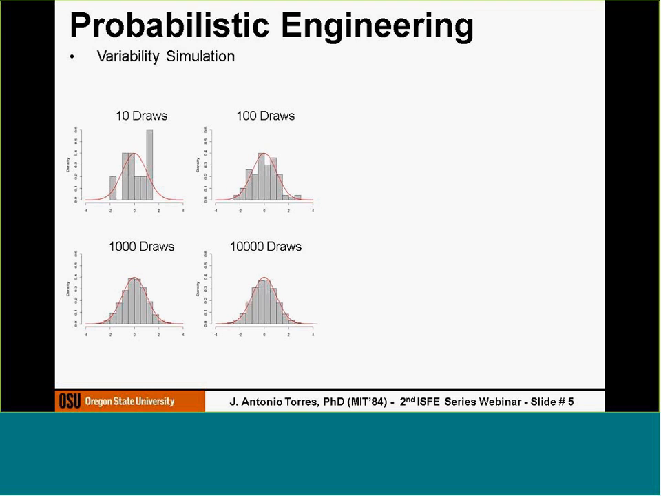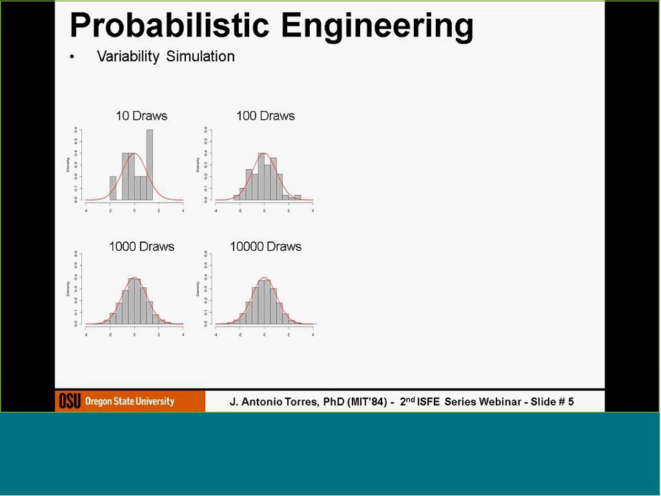When I have 10 draws, my histogram is not very much like a distribution. If I increase to 100 draws, 100 replications of that process of simulating the normal distribution, we can see that it begins to approach. At 1,000, it's very good. At 10,000, you really don't have much of an improvement. So somewhere between 1,000 and 10,000, you have more than enough.